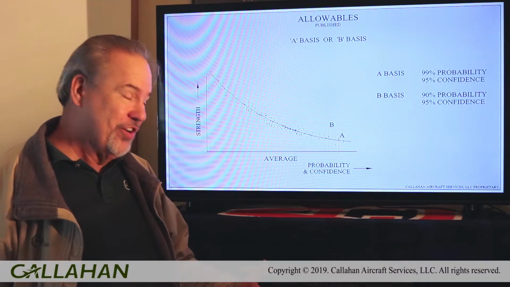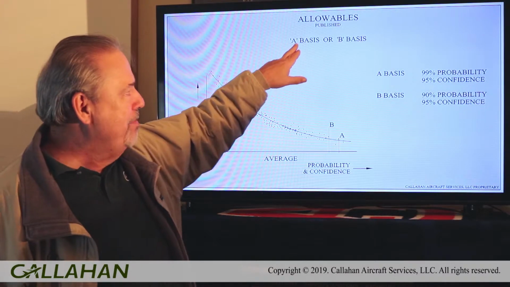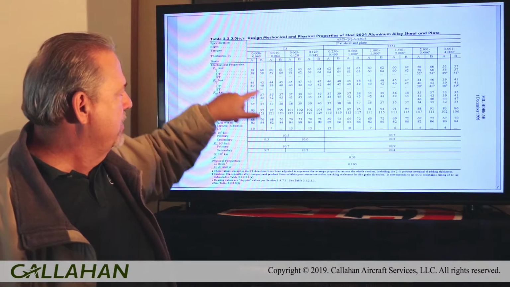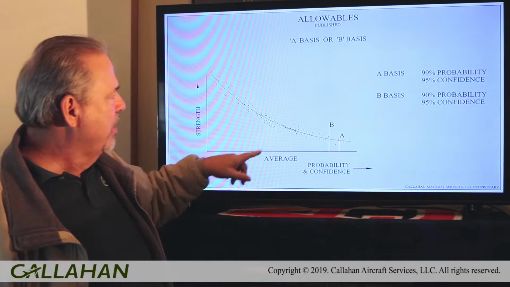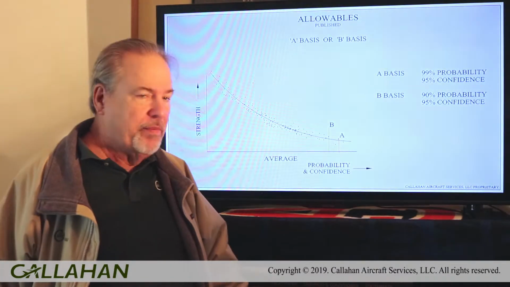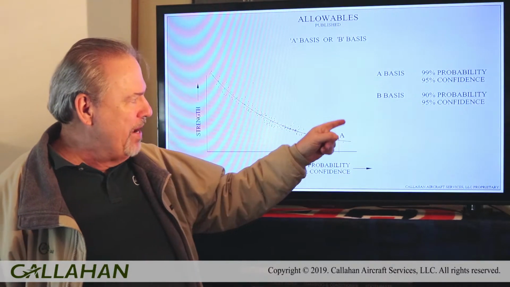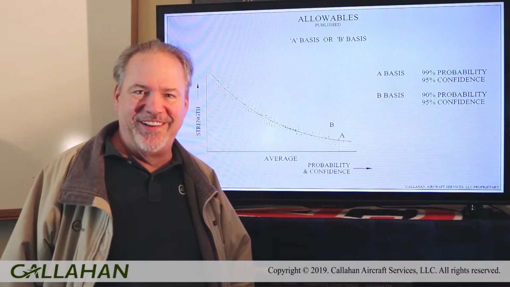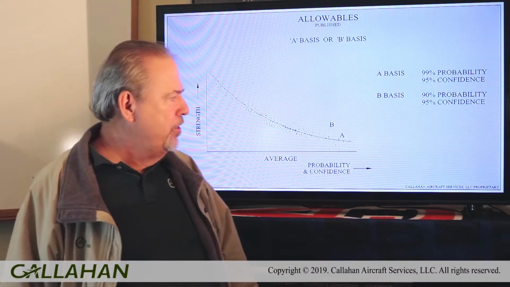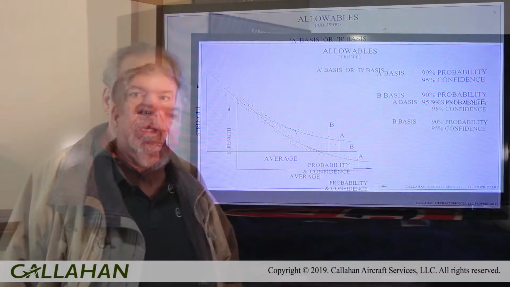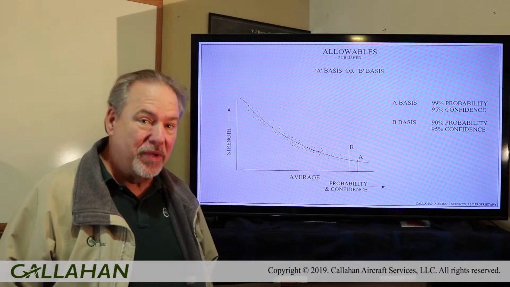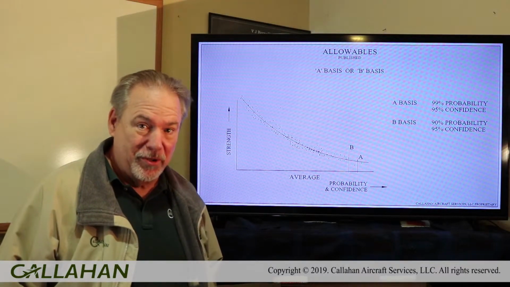So, to go with the A basis or B basis that is in the table, you got two columns. A basis is a 99% probability with a 95% confidence. B basis is a little more liberal. 90% probability with a 95% confidence. Notice, it doesn't say 100%. So nothing is 100% confidence with 100% probability because it's the real world.